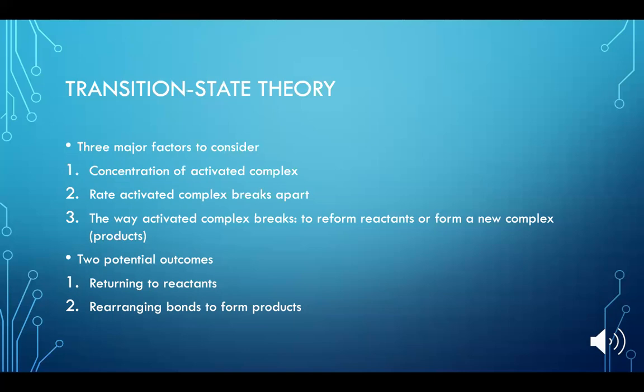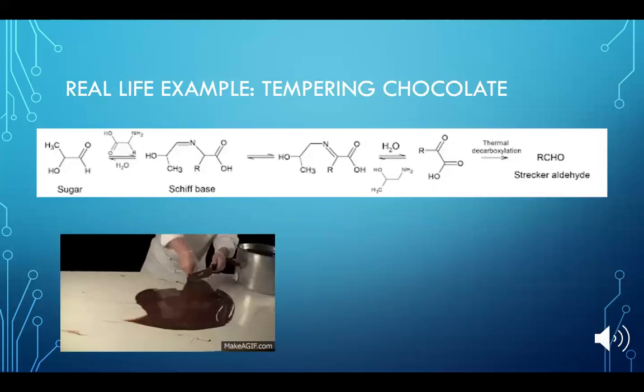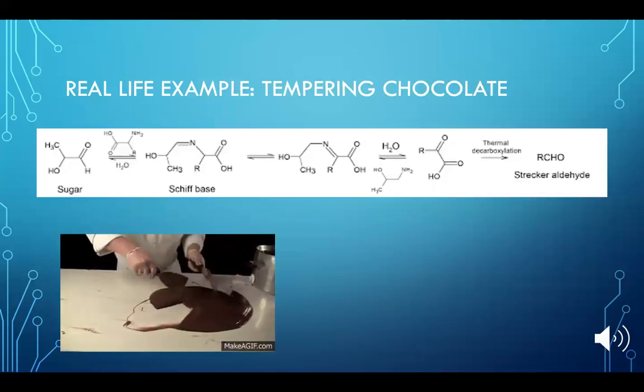This theory contains a flaw, as in a solution, a non-equilibrium situation can arise. However, using other theories, we can correct these discrepancies. Transition state theory is very useful to calculate thermodynamic properties from the overall reaction rate and is very useful in medicinal chemistry. The real-life example I will use is tempering chocolate.